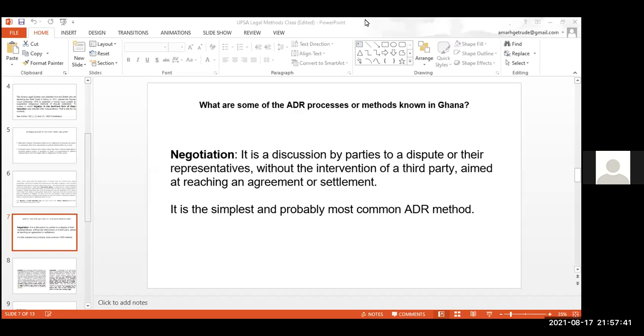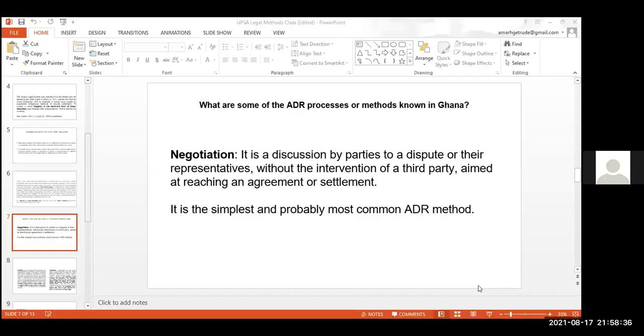This one is quite simple. I want someone to quickly give us three, maybe the most popular three that we always bandy around, and then we'll take them one after the other. This one is very simple. You can even just type it in the chat box. I'm asking for the various mechanisms, processes or methods of ADR that you know. Okay, so I've seen in the chat box, Beck says mediation. Someone even gives us all three. So I see mediation, I see negotiation, I see arbitration, I also see conciliation.